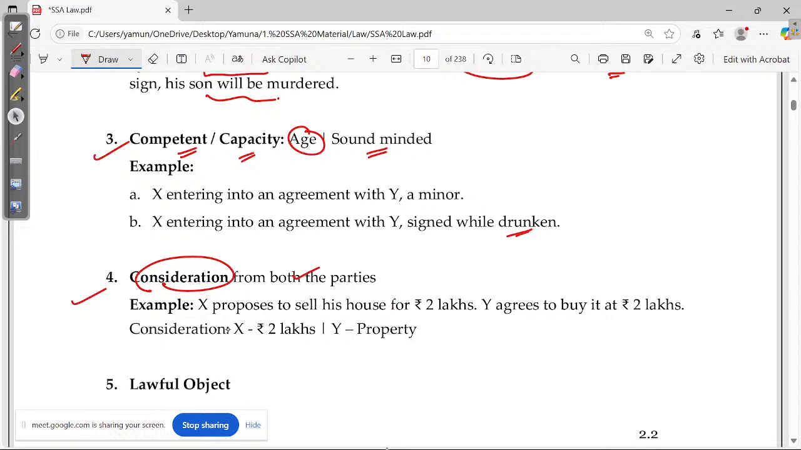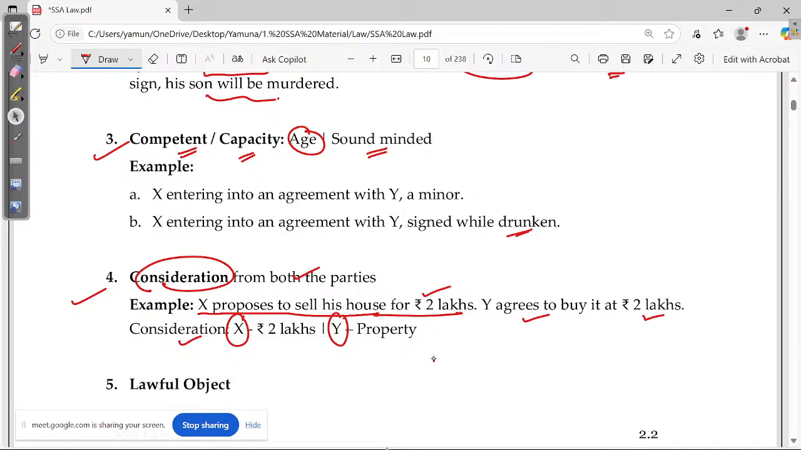Let me go for this example. It's a beautiful example, very small and sweet. X proposes to sell his house for 2 lakhs. See, earlier also we discussed this one, right? Here I'm using "X proposes", there I was using "X conveys his intention to". X proposes to sell his house for 2 lakhs. Y agrees to buy it at 2 lakhs. It's very clear. There is a consideration for both the parties X and Y, which means what X gets, what Y gets.